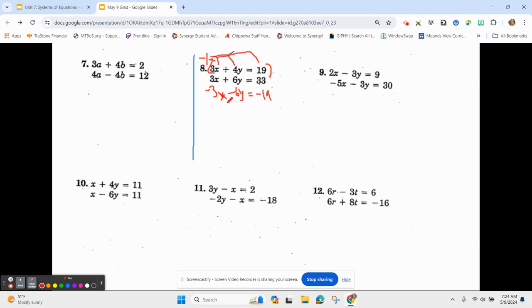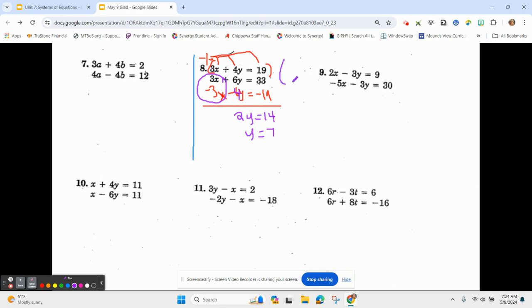Ooh, I like multiplying by -1. It basically just flips your signs. And so then we have made our 3x's eliminate. And, oh dear, I multiplied that wrong. I looked at the bottom one. So this is a -3x. This is a -4y. And so 6y minus 4y gives me a 2y. So we've got 2y equals 33 minus 19, which is 14. There we go. Y equals 7.